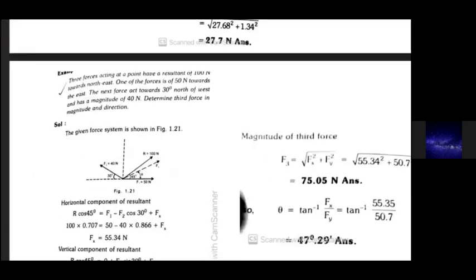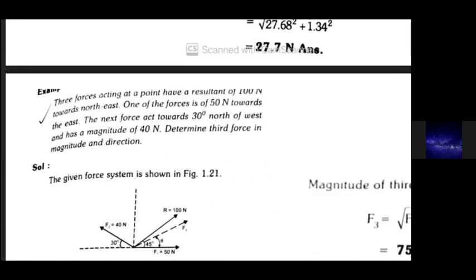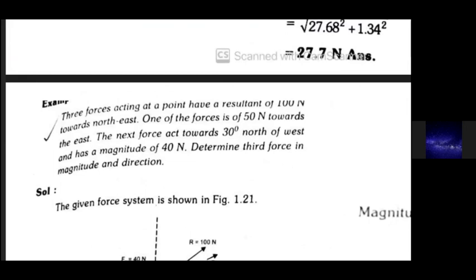Next and last problem. After this we'll stop. Three forces acting at a point have a resultant of 100 newtons towards northeast. One of the forces is 50 newtons towards the east, and the next force acts towards 30 degrees north of west and has a magnitude of 40 newtons. Determine the third force in magnitude and direction.